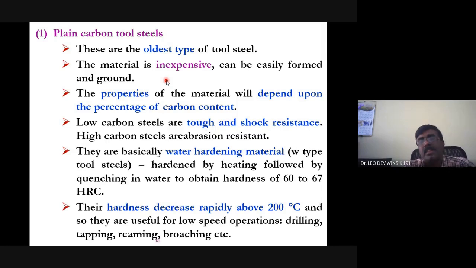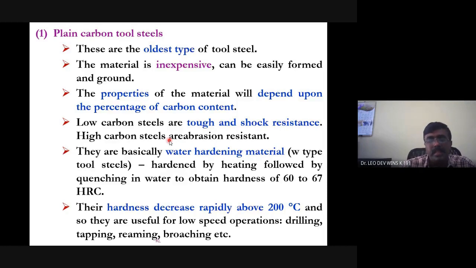The properties of this material depend mainly on the percentage of carbon. When we increase the percentage of carbon content, automatically the hardness will increase. Because of the low carbon content, the amount of carbon in this type of cutting tool is comparatively lower, so it has toughness and shock resistance. Normally, the hardening or heat treatment is carried out by water quenching. So we have to heat this material. Even chisels are made like this.